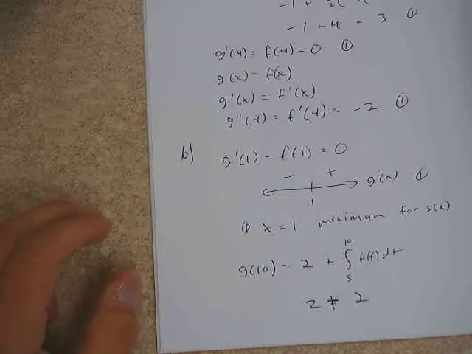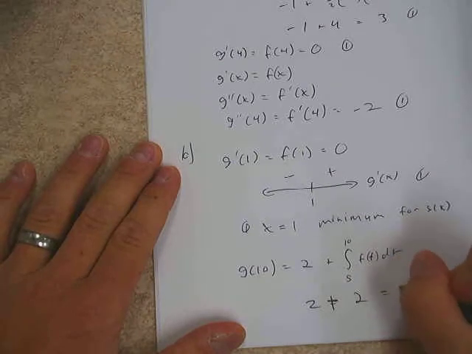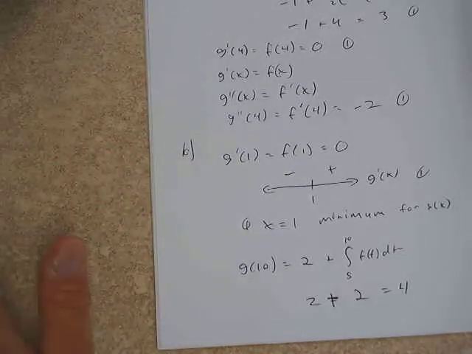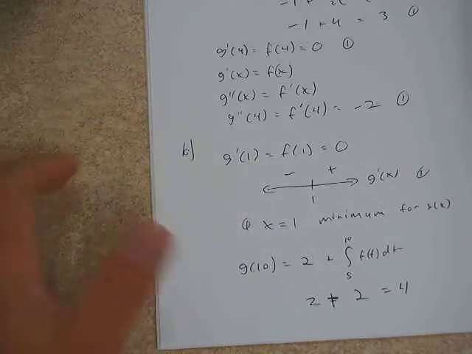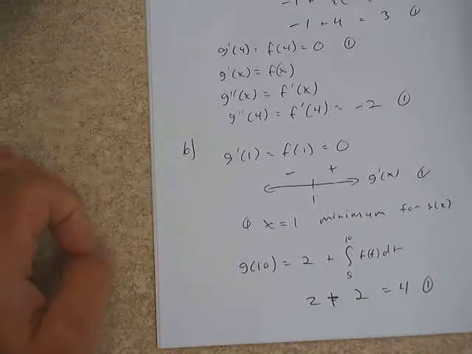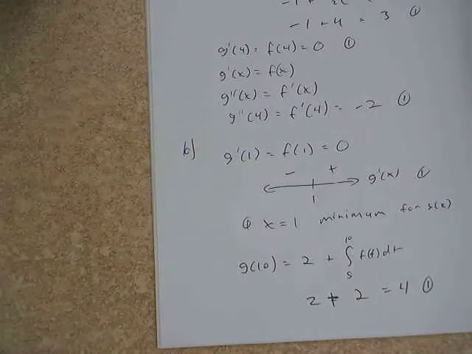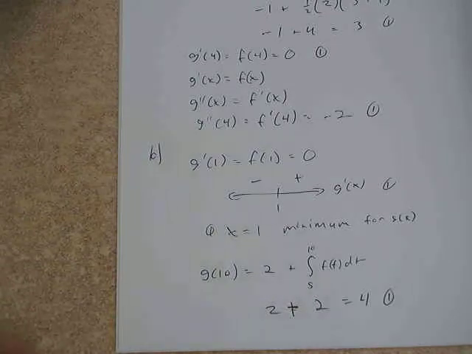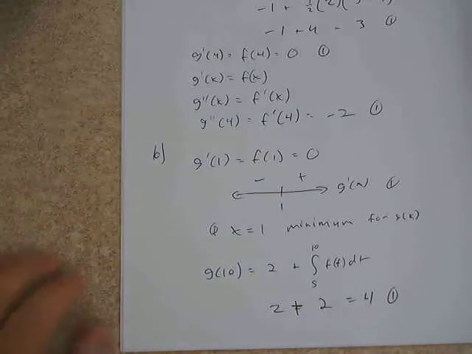So with that said, what would our g of 10 be? It'd be 2 plus 2, isn't it? We got two -1s and a 4. Okay. So that means our g of 10 would be 4. Alright, and so with that, our point breakdown, get 1 for that part.